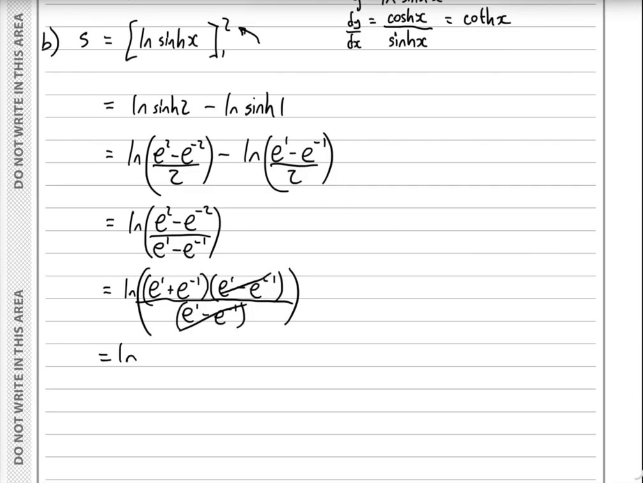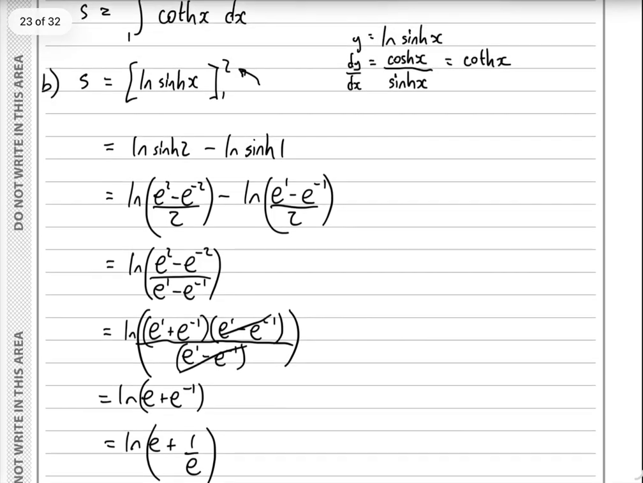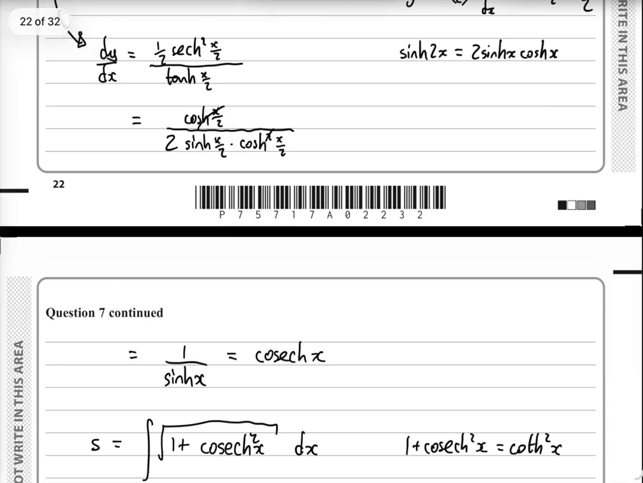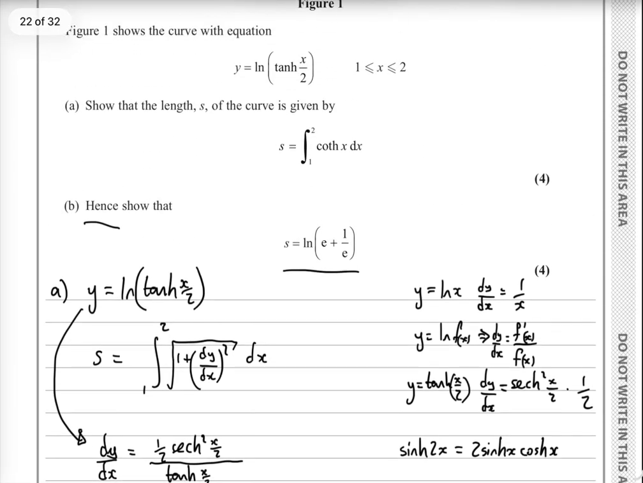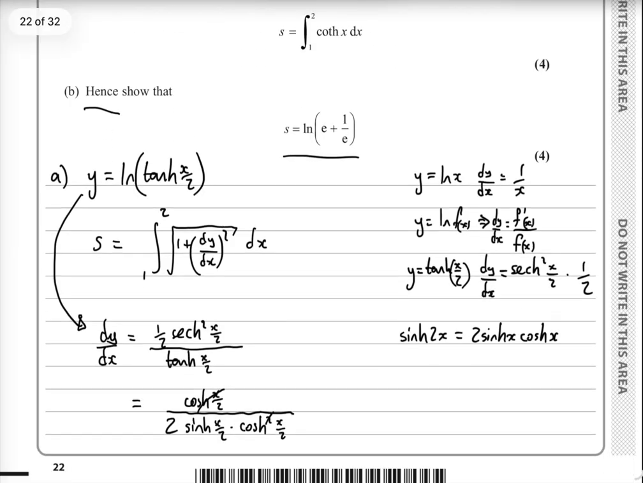And that gives us log of e plus e to the minus 1, which is e plus 1 over e, as required. Not too bad a question if you read it properly. And if you don't, it will make you very frustrated.